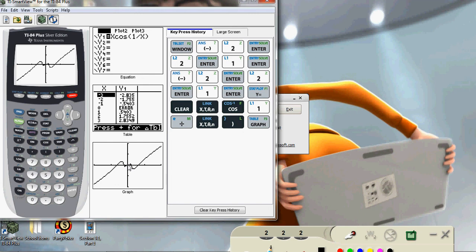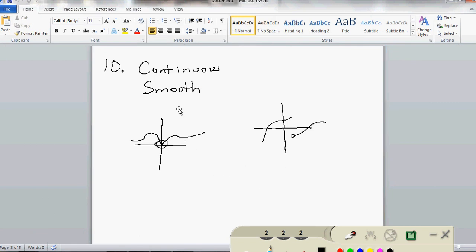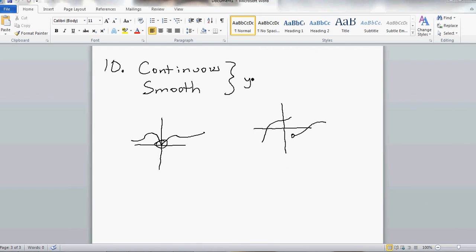At least x cosine of 1 over x is not continuous. However, that applies for anywhere except where x equals 0. When x equals 0, we just fill in that point right there. Then all of a sudden it does become continuous. So with that in mind, it is both smooth and continuous. So the answer is yes. There is a tangent at that point.